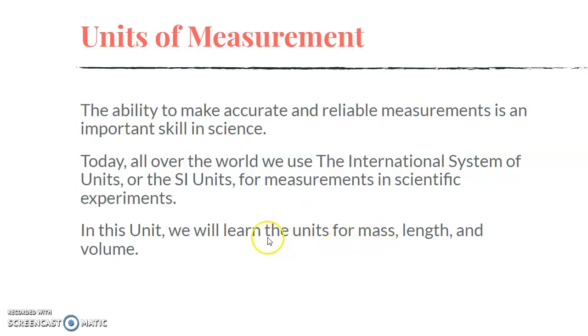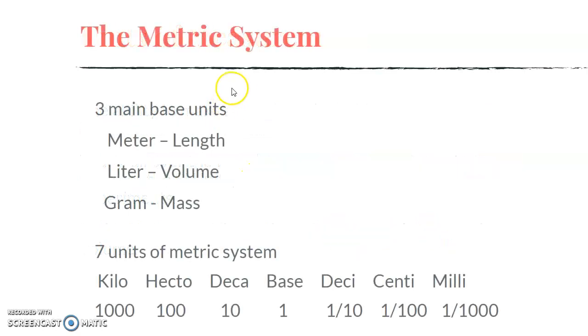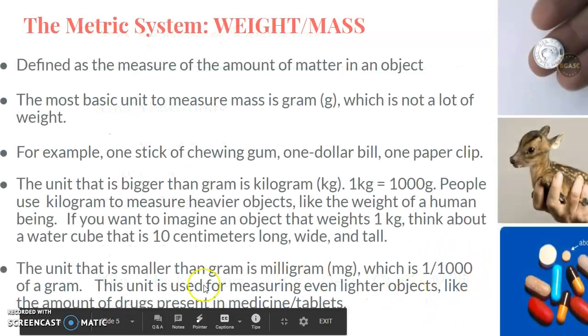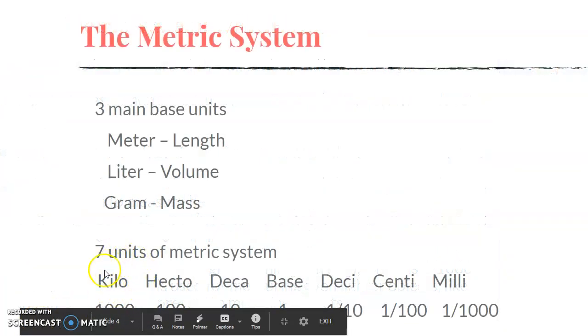We are going to learn about three specific units, one for mass, one for length, and one for volume. Now, we just said the three main base units, but even in the metric system, it is further divided into 7 units. And these are the 7 units, the ones that you see right over here, with milli being the smallest and kilo being the largest. And the base unit is basically the middle part. And this is where you insert either meter, liter, or gram.